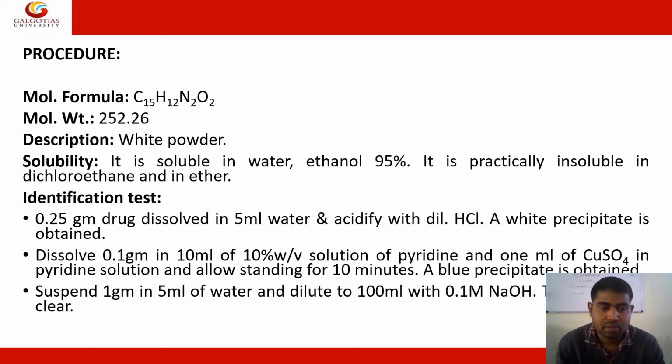Next identification test: you have to take 1 gram of drug sample in a test tube and add 10 ml of 10% weight by volume solution of pyridine. After addition of the pyridine, you just have to add 1 ml of copper sulfate to the mixture in the test tube and allow it to stand for 10 minutes. After standing, you will get a white-blue precipitate at the bottom of the test tube. This formation indicates the presence of phenytoin in the drug sample.